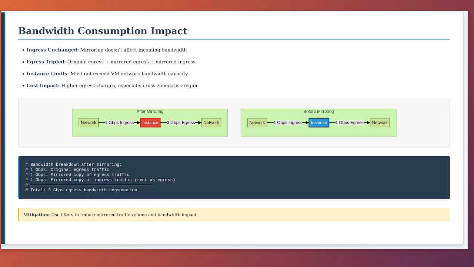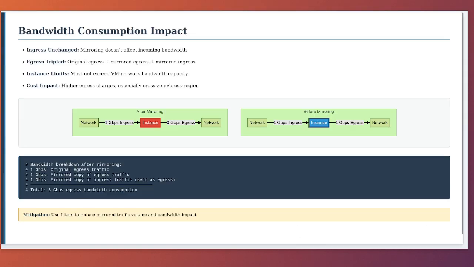First, you need to ensure your instance types have sufficient network bandwidth. Google Cloud instances have network bandwidth caps that vary by machine type. If your instance is already near its bandwidth limit, enabling mirroring could cause it to hit that limit and experience network throttling. Second, this affects costs.